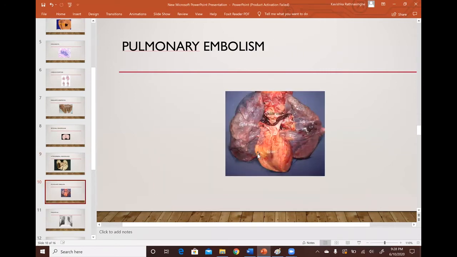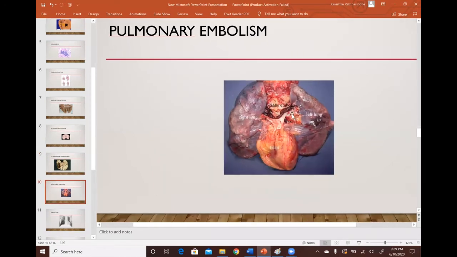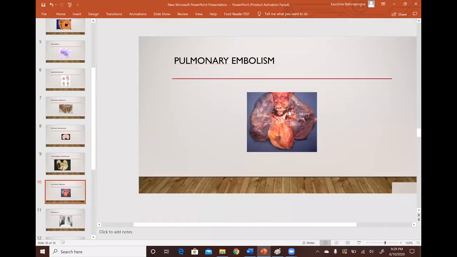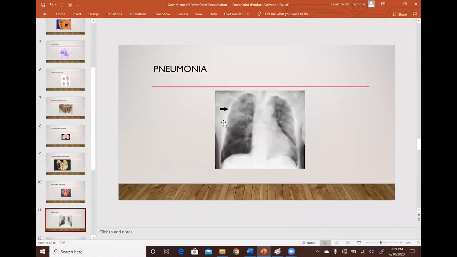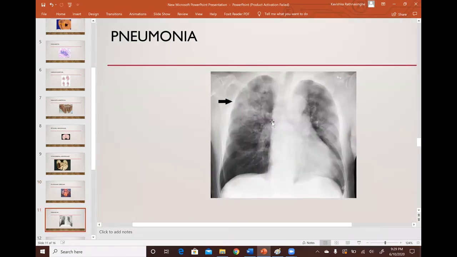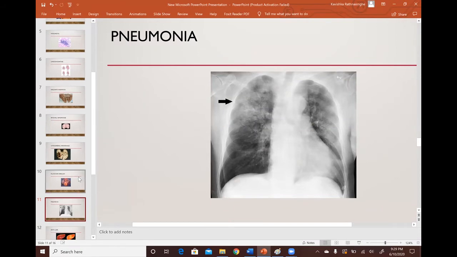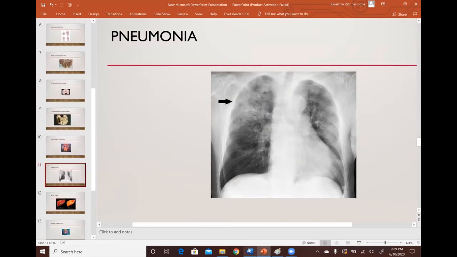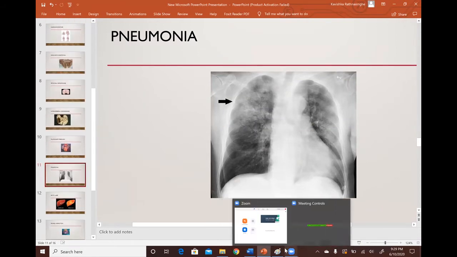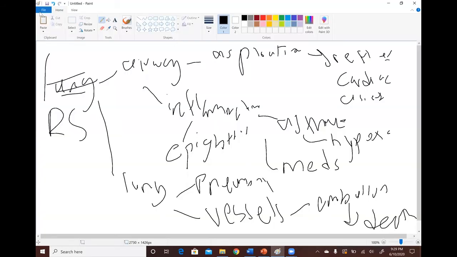So this is an example of a pulmonary embolism. So as you can see, this is a dark brown clot in the pulmonary vessels. Okay, and then this is an example of a pneumonia. As you can see, there is consolidation of the lung in the upper part of the lung. Okay, and then lastly, there's few more. These you can quickly run through.